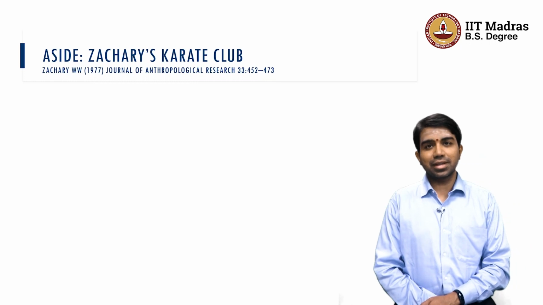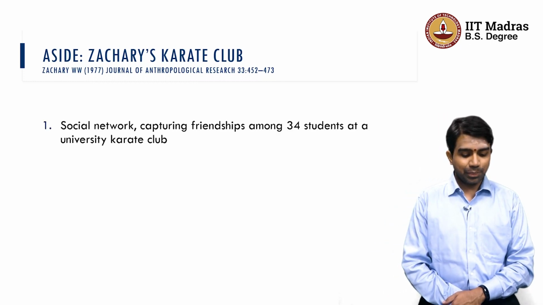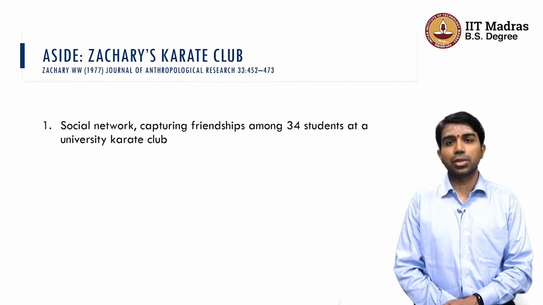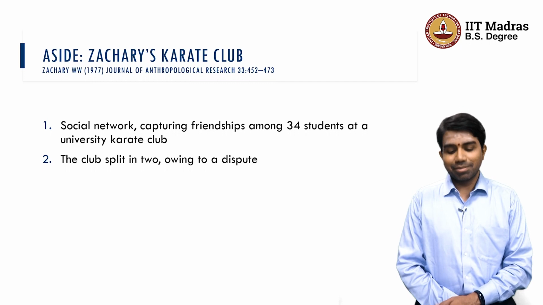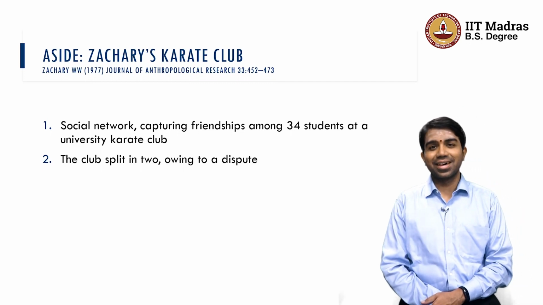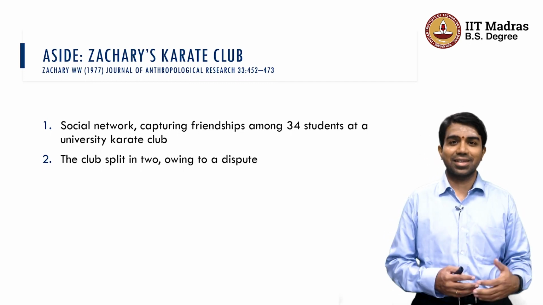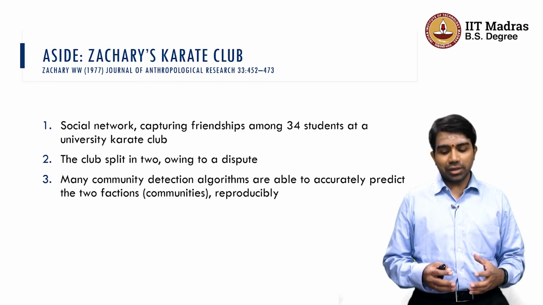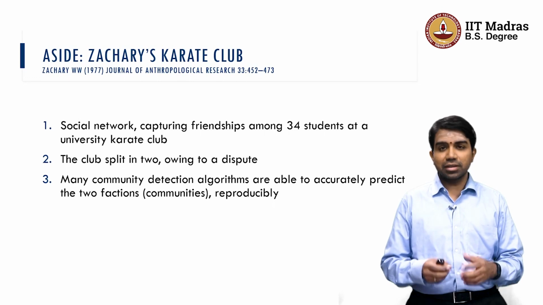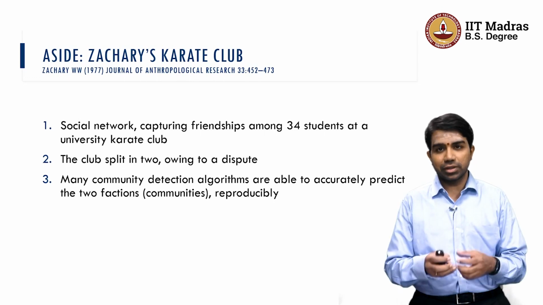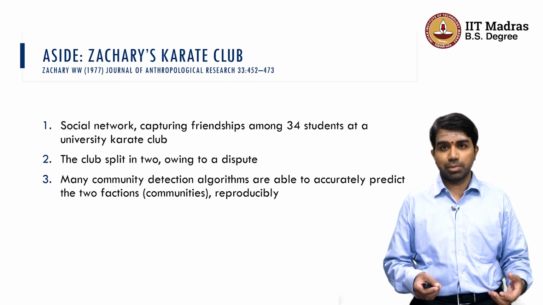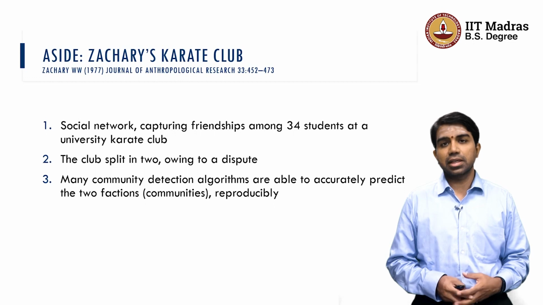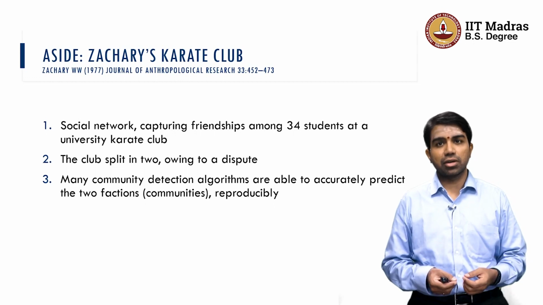This was a study conducted in 1977 by Wayne Zachary. He was studying a social network capturing friendships among 34 students at a university karate club. And as luck would have it, there was an infight within the karate club and the group split into two. And many community detection algorithms are able to accurately predict the two factions or communities within this karate club as they split. And this has become a very standard data set for studying community detection algorithms and so on.